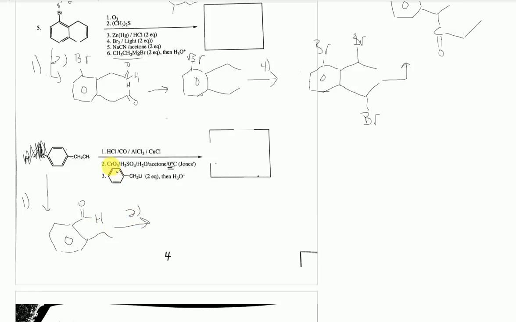Step 2, CrO3, H2SO4, H2O, acetone, 0 degrees Celsius. This is Jones. Jones is not strong enough to oxidize the side chains, but it is strong enough to turn an aldehyde into a carboxylic acid. And you know that you have a carboxylic acid the next step because this third reaction, if you know your reactions, this is only for carboxylic acids. So the third step is conversion of carboxylic acid into a ketone.